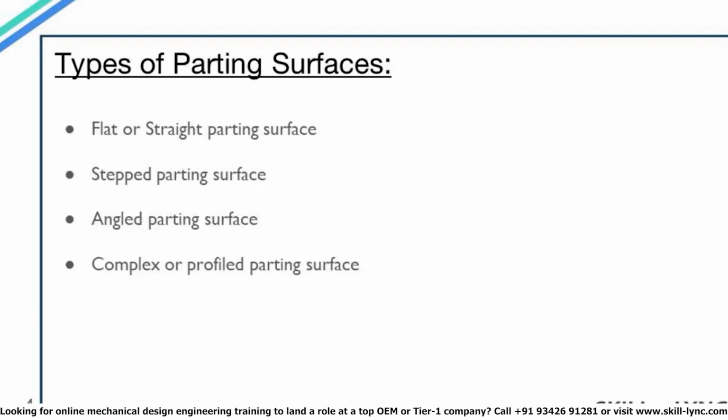So in the previous slide, what we saw is called the flat parting surface. But all the parting surfaces are not similar. Based on the different contours or profile of the part, the shape of the parting surface changes, and it has been classified into four different types: the flat or straight parting surface, stepped parting surface, angled parting surface, and the profiled parting surface. I will be explaining each type in the further slides.